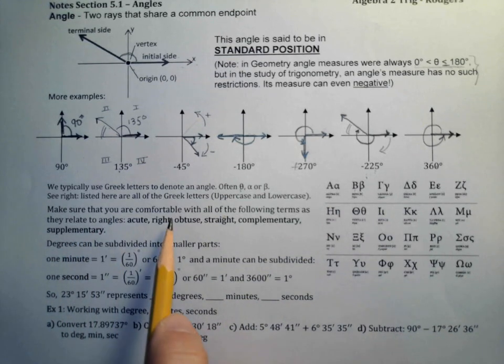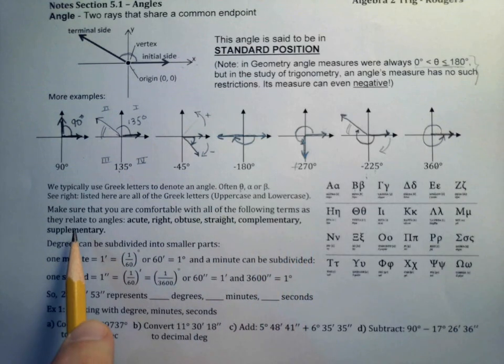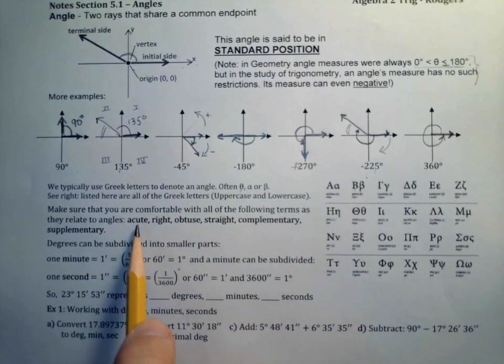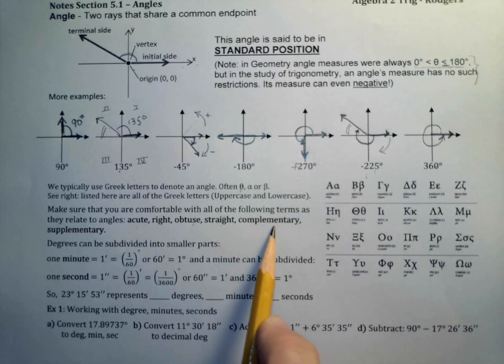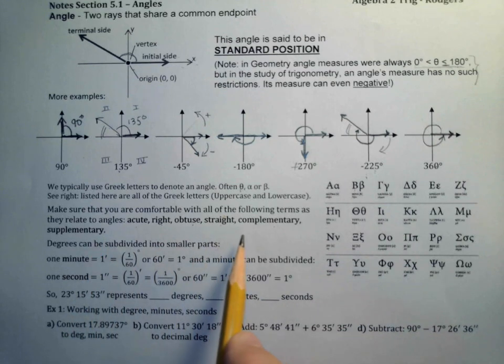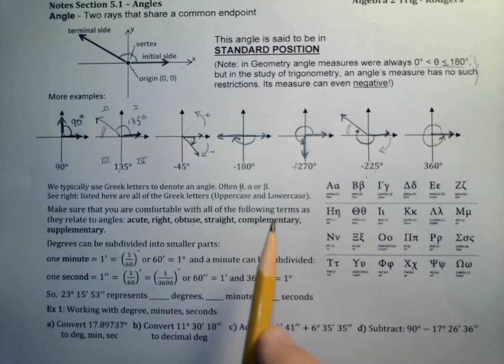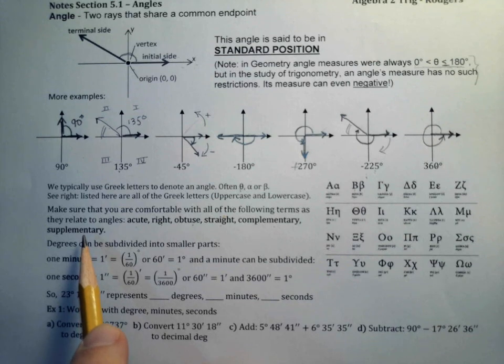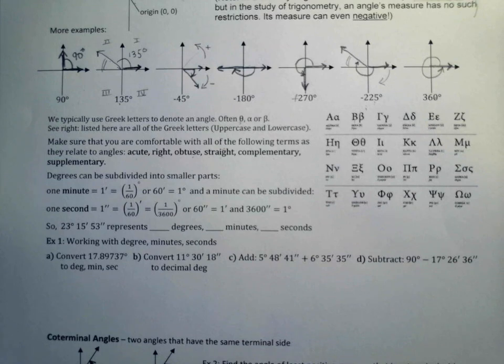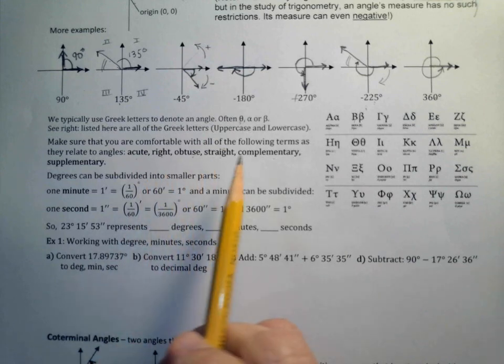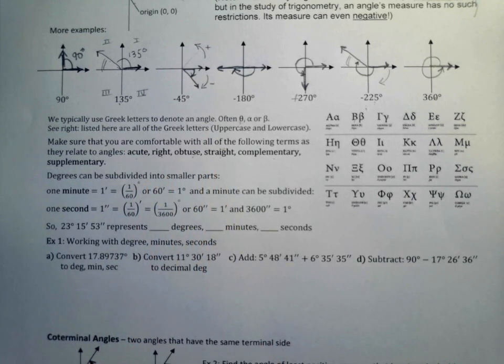All right, so make sure that you're comfortable with all the following terms as they relate to angles. So what is an acute angle, a right angle, an obtuse angle, a straight angle. Complementary, supplementary. Two angles that sum to 90, we call them complementary. Two angles whose measures sum to 180, we call them supplementary. All of these are things that we will assume that you know going into this chapter on trigonometry. So make sure that you're comfortable with those. Look in the textbook to see if you need any help with any of those. Come see me at lunch.